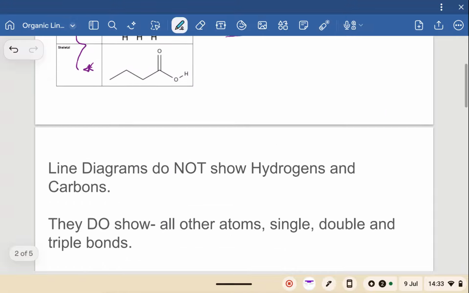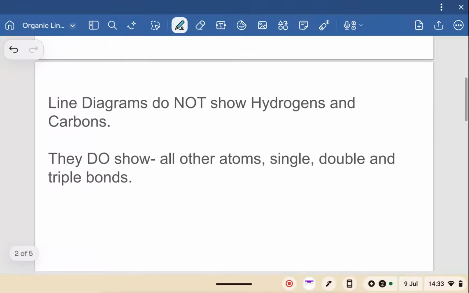To understand. So let's look at our 2 main rules of line diagrams. And the first one is you do not show hydrogens or carbons. They are implied. The second one is essentially you show everything else. So if you have an atom that's not hydrogen or carbon, you're going to show it. If you have a double or a triple bond, you're going to show it.